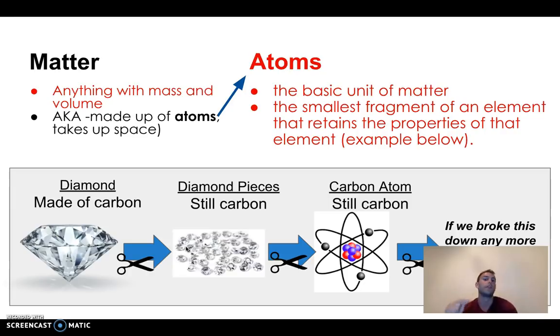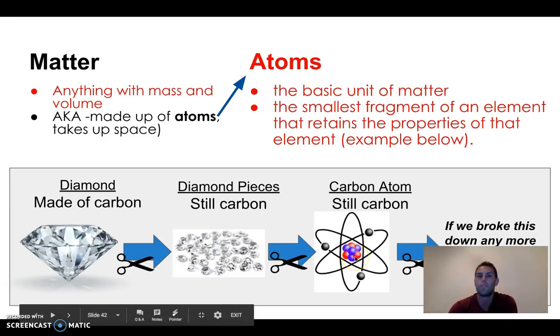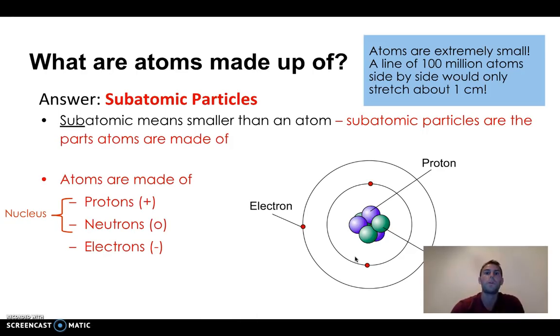Now let's say that I were to break that carbon atom down even further, it would no longer be carbon. So an atom is the smallest level that we could get to where that object retains those specific chemical properties. Now, an atom is the basic unit of matter, but you can see in this picture that an atom is actually made up of even smaller particles. And so we call these things subatomic particles.